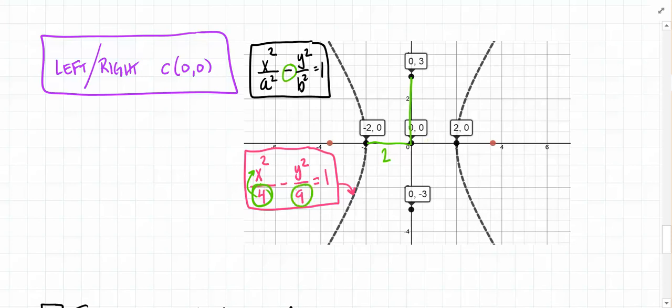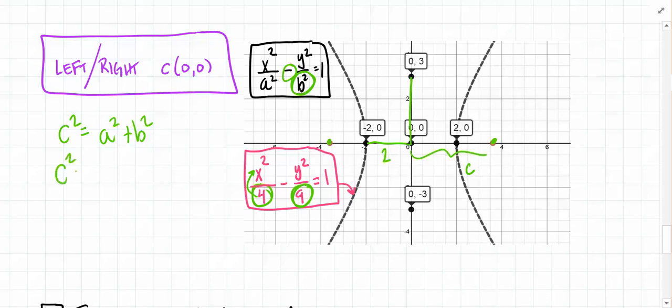So that's why there's a 9 there, because B squared would give me the 9. And then this is my focal point over here, a focal point here and a focal point here. And that is called the distance of C. So I know that C squared is equal to A squared plus B squared, because that's the relationship between A, B, and C in the hyperbola.